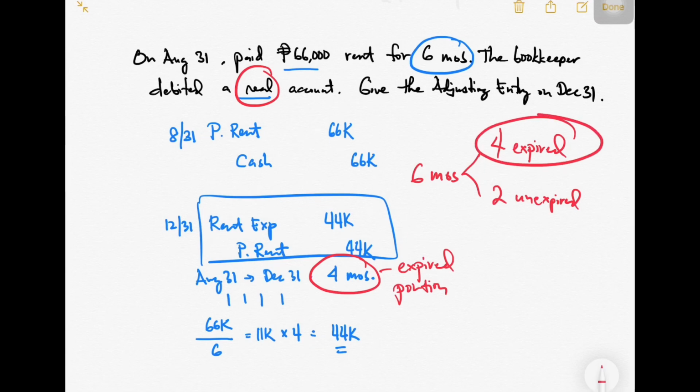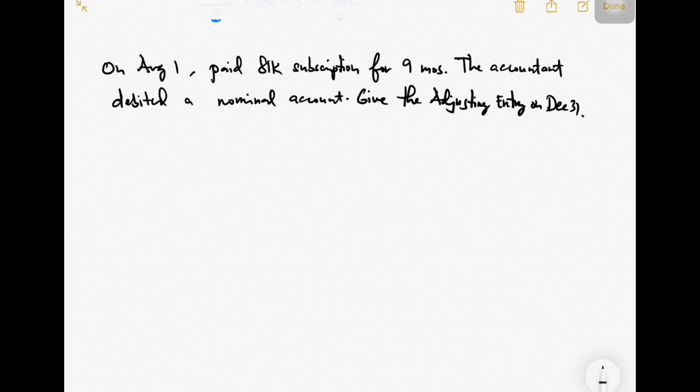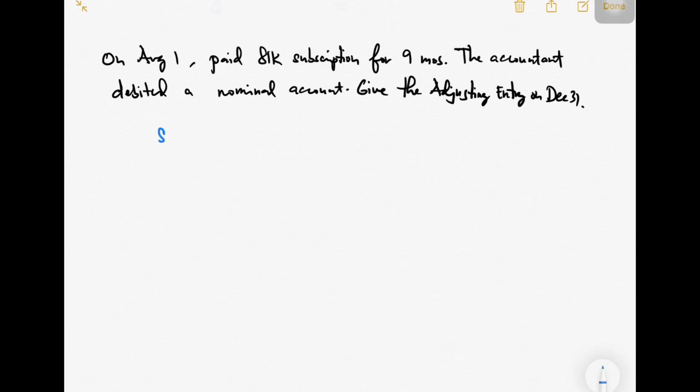So let's have another. On August 1, paid 81,000 subscription for 9 months. The accountant debited a nominal amount, gave the adjusting entry on December 31. So I'll start by doing the initial entry first on August 1. So August 1, you paid 81,000, so credit cash 81,000, and the problem says the accountant debited a nominal account, meaning the one in the income statement. So your debit here would be subscriptions expense, 81,000.